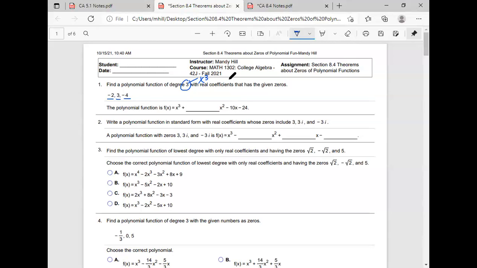So I'm going to go to just still working problem number 1. I'm going to go to the whiteboard just so I have more room. It's not squished up with everything else. So they tell me my zeros are -2, 3, and -4.